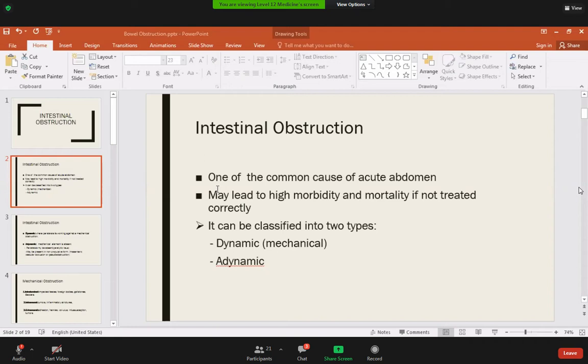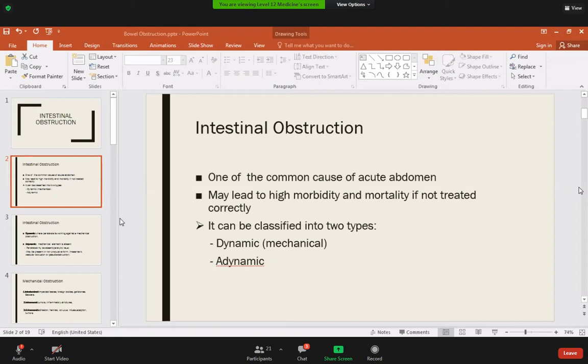to the flow of the content of the gut. That is called a dynamic obstruction. And sometimes we have adynamic obstruction, when there is no actual obstruction, but the gut movements are non-propulsive. They are not moving the gut contents forward. So that is called an adynamic obstruction.